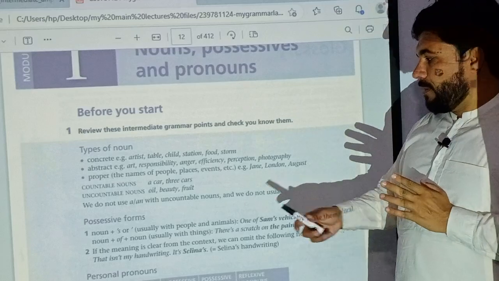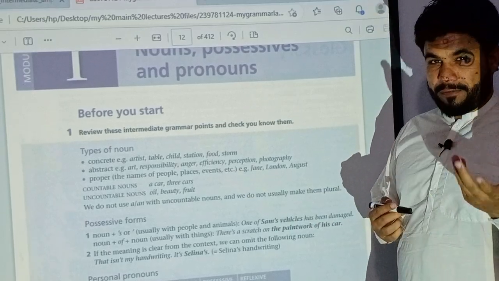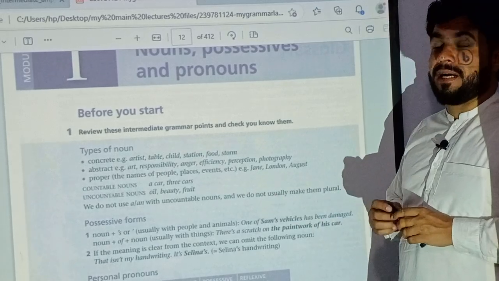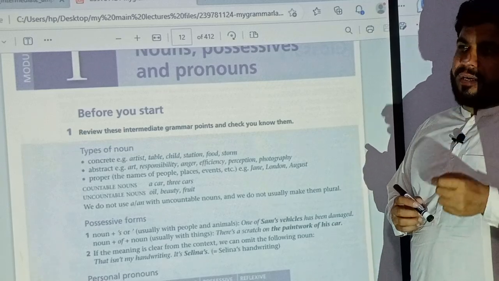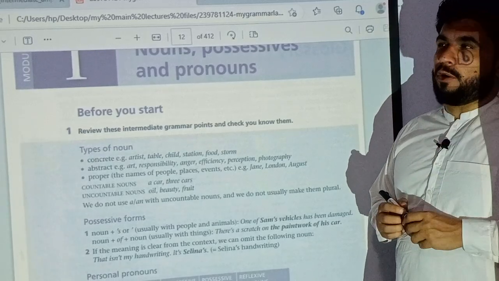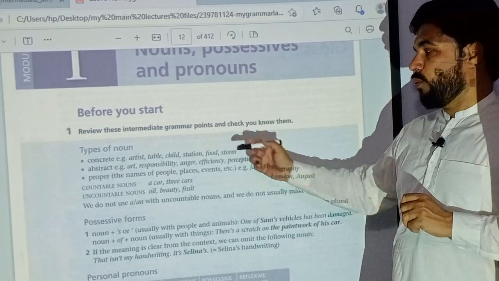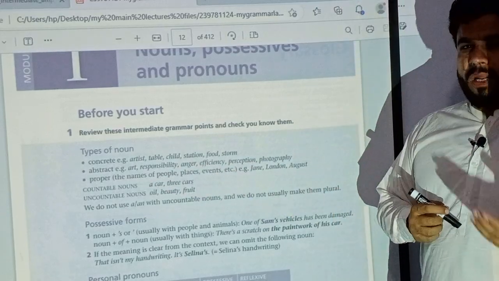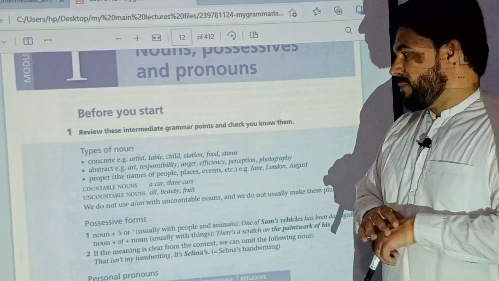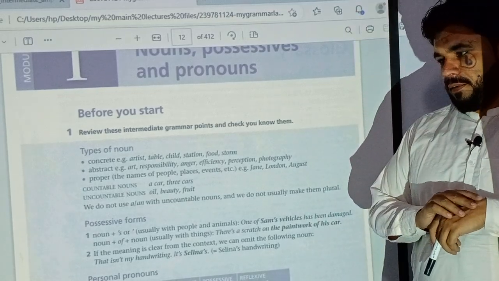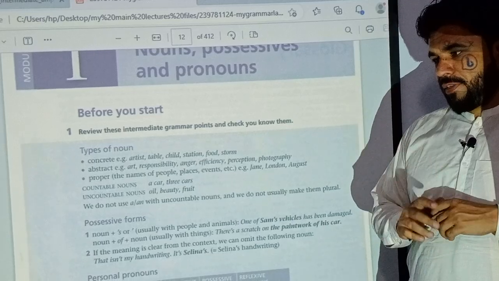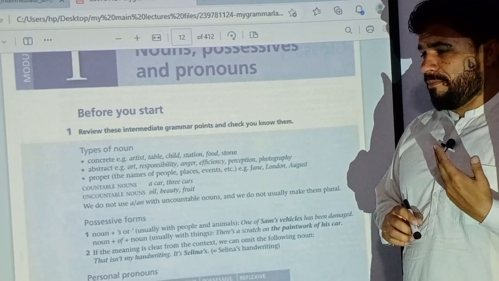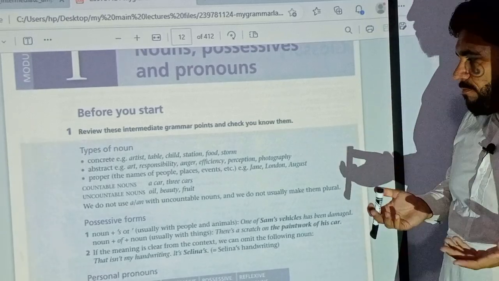And then we have proper noun. Now the names of people, places, events, etc., that have some special importance, like Jane, London, August, etc. The other essential part of a proper noun is that the starting letter of a proper noun is always capitalized. Then we have countable nouns, nouns that can be counted. It reminds me of a very well-known saying that everything that is counted does not count, and everything that counts is not counted. So that's what it means.